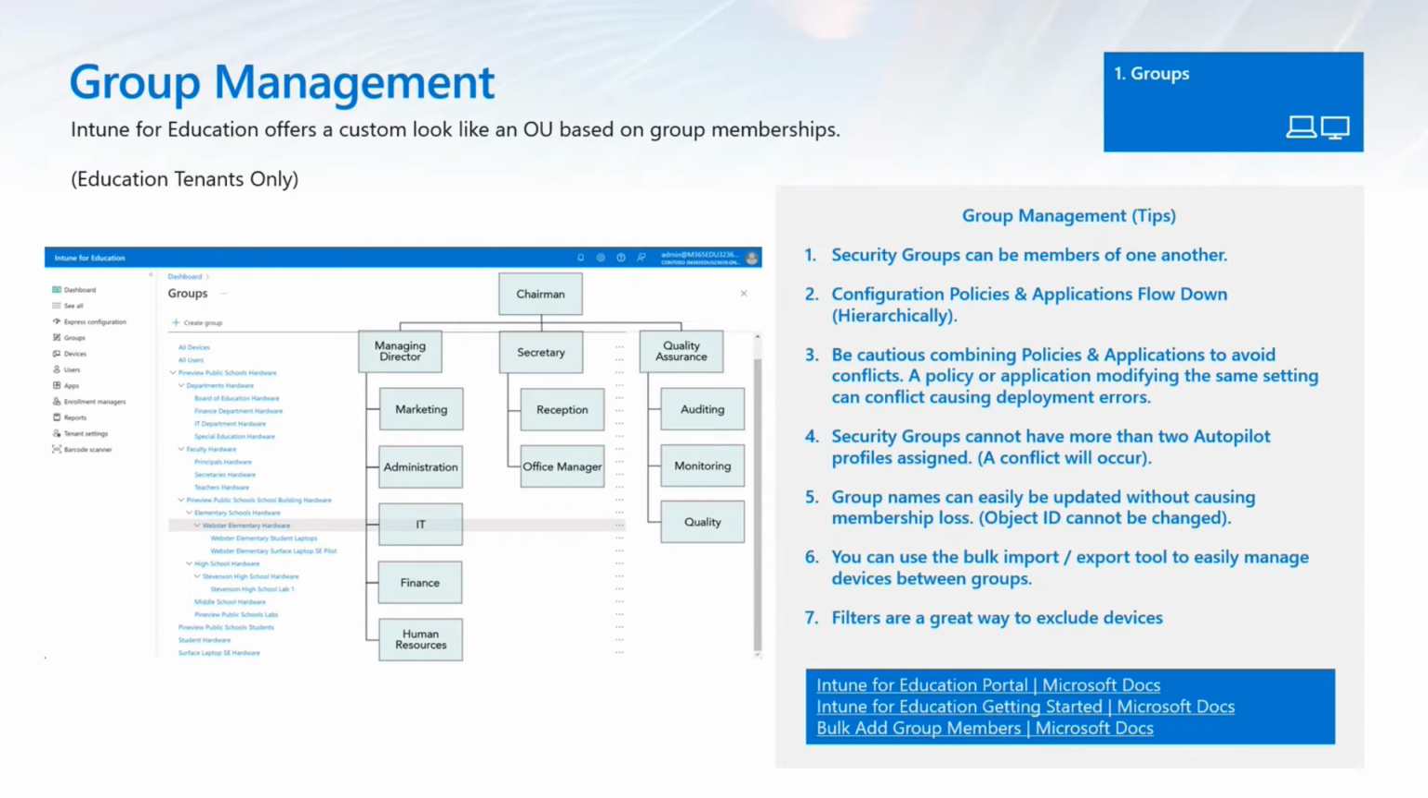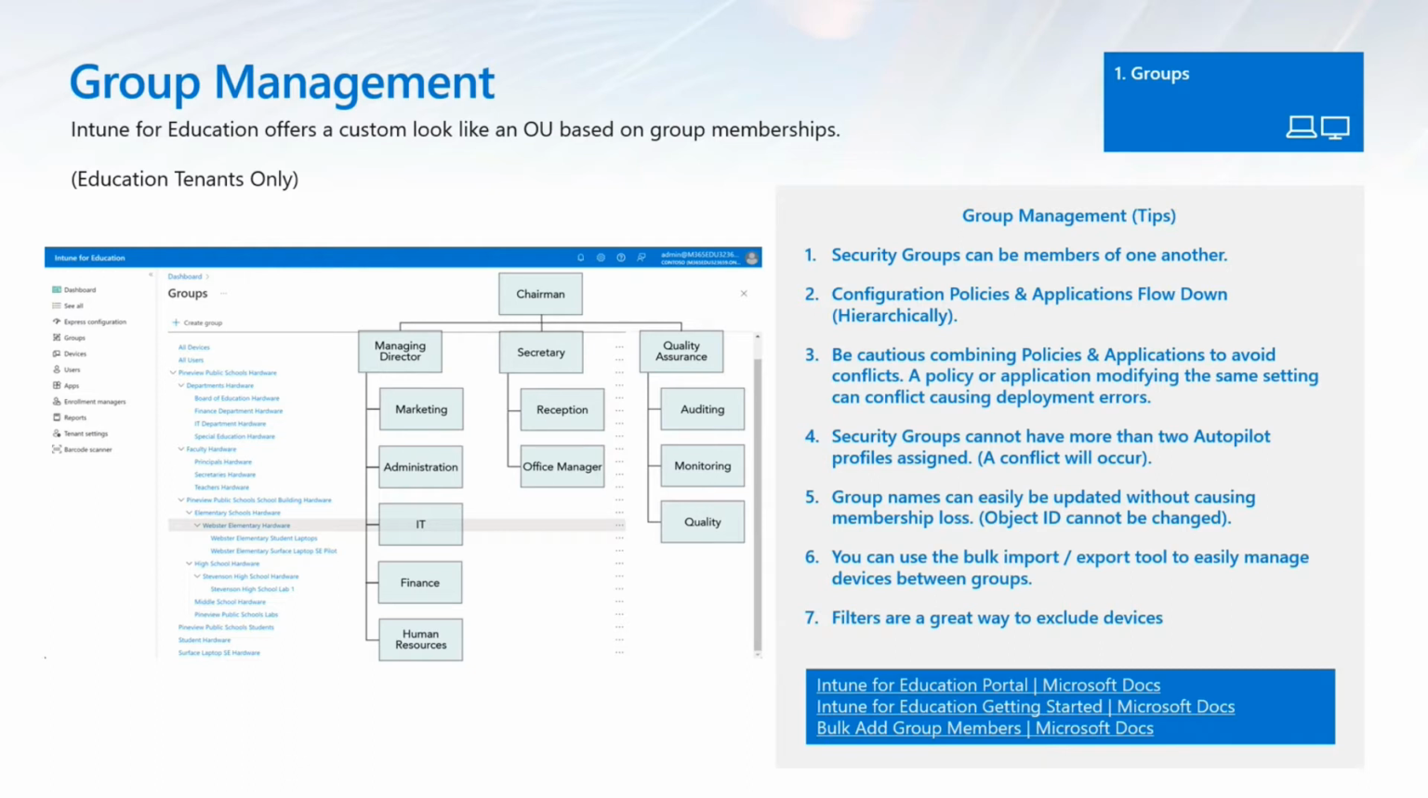Now, you need to be cautious with combining policies and applications. Say, for example, you're applying two policies at the Pineview Public Schools hardware level, and those two do two different things, and they're both applying to the same registry keys, or they're both installing the same application in a slightly different way. You need to be very careful with those types of interactions. Typically, you want to deploy to a subgroup underneath to prevent conflicts that might pop up within the system.